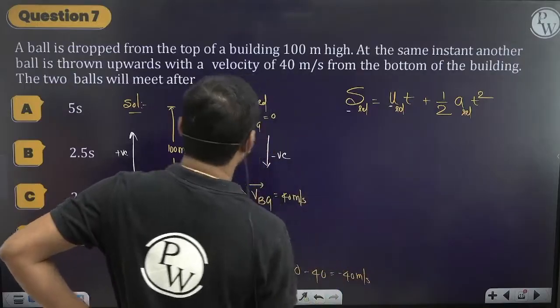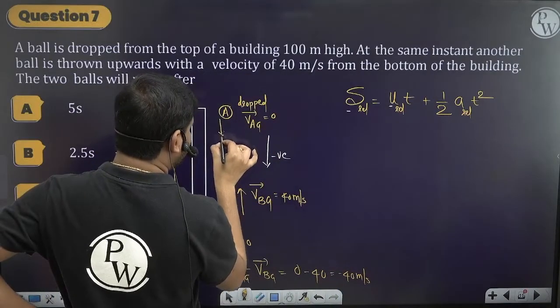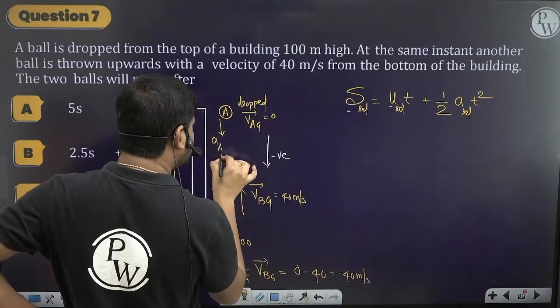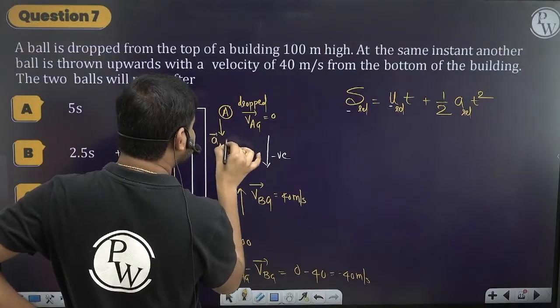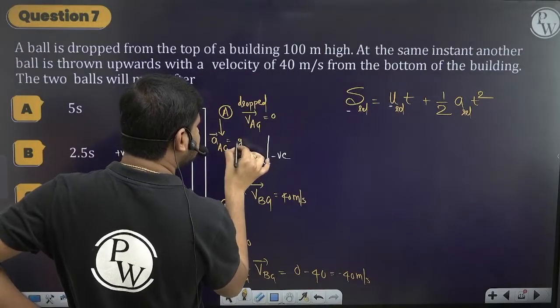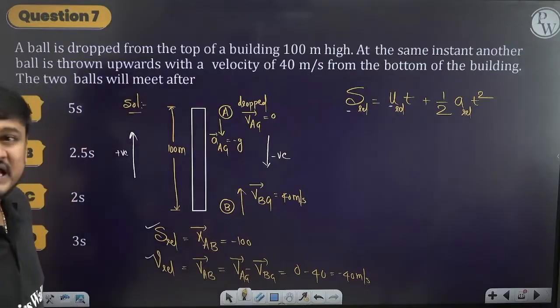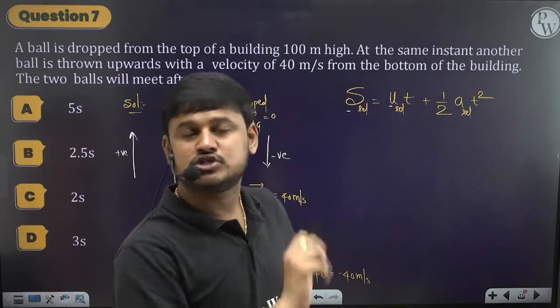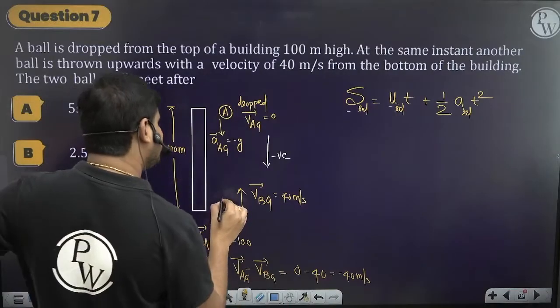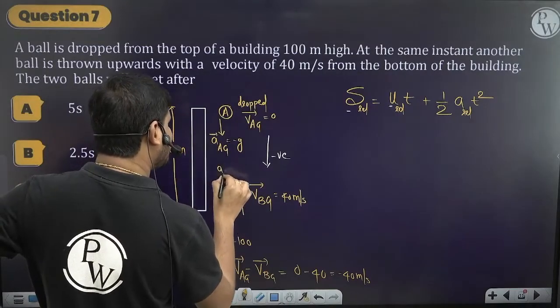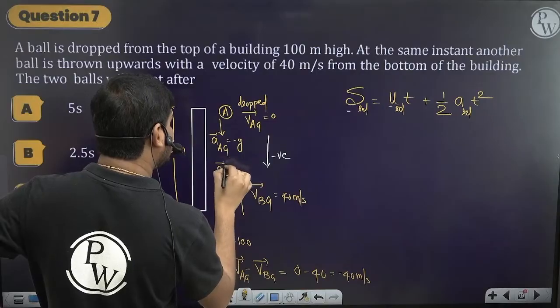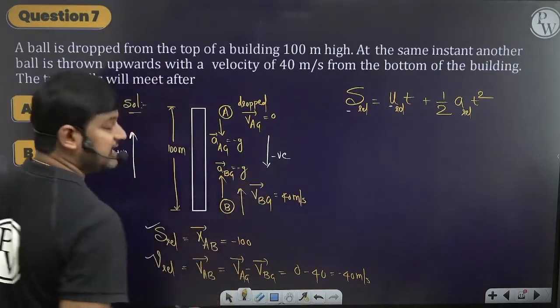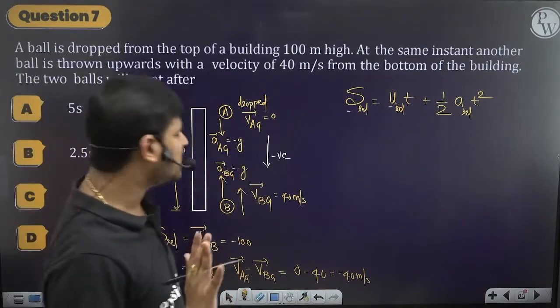Now, what is the acceleration of body A? While coming down, the acceleration of body A is simply g, which we can take as minus g. The acceleration is always negative, as we discussed in motion in a straight line. Then the acceleration of body B with respect to ground is again going to be negative. Acceleration, whether it's upward or downward, is always negative.